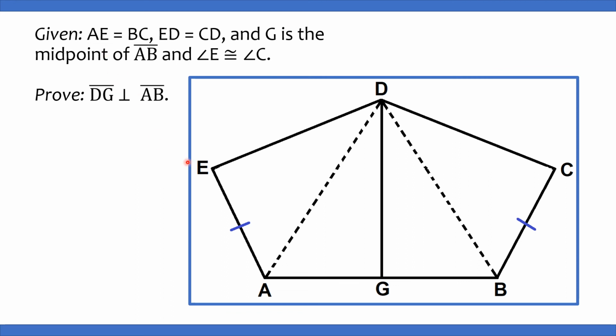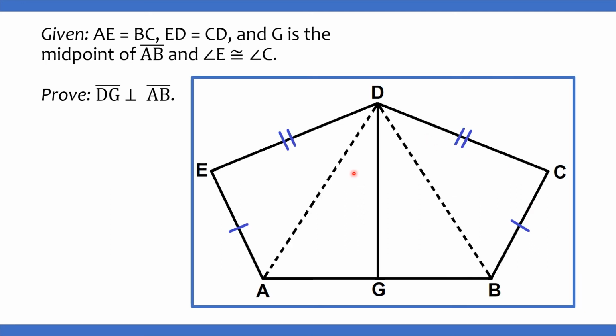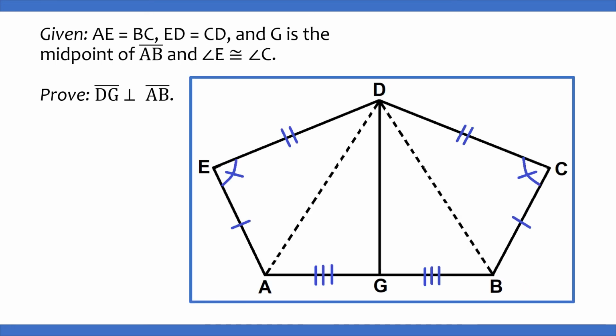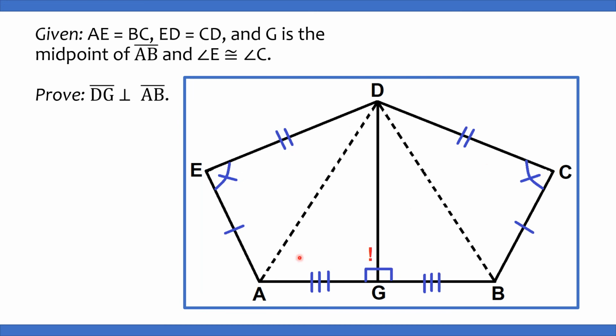We were given AE and BC to be congruent or equal. We were also given that ED and CD are equal. We were also given that G is the midpoint of line segment AB, which implies that line segment AG is equal to GB. We were also given that angle E is congruent to angle C. Now we need to prove that line segment DG is perpendicular to line segment AB.